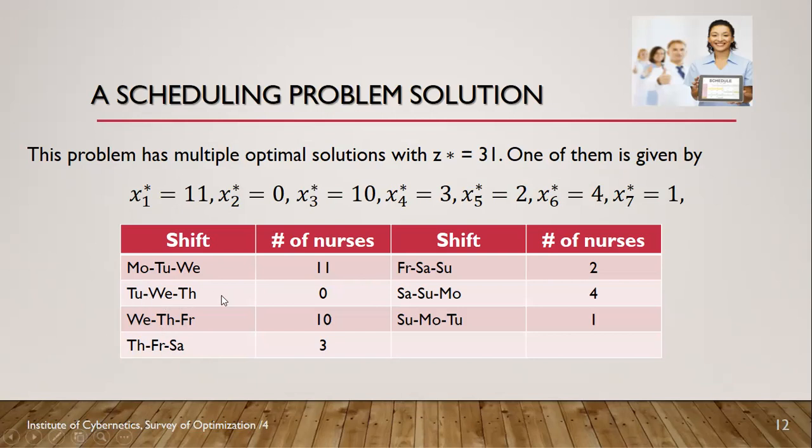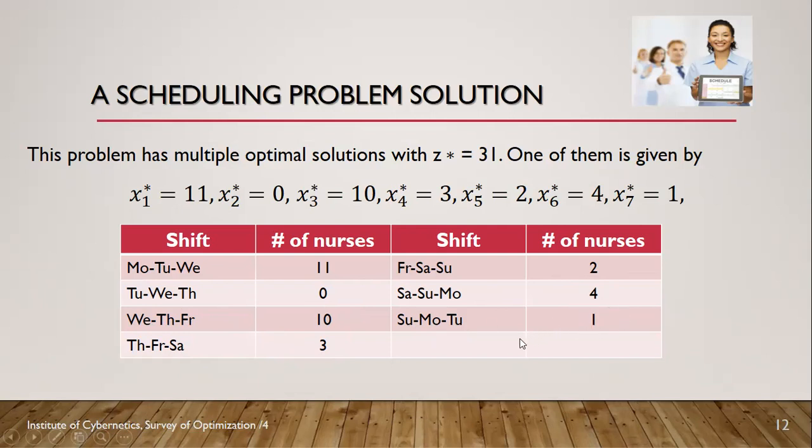Tuesday, Wednesday, Thursday shift might have a 0. Wednesday, Thursday, Friday shift is recommended to have 2 nurses. For the Thursday, Friday, Saturday shift, it is recommended to have 3 nurses. For the Friday, Saturday, Sunday shift, it is recommended to have 2 nurses. For the Saturday, Sunday, Monday shift, it is recommended to have 4 nurses. And for the Sunday, Monday, Tuesday shift, it is recommended to have 1 nurse.